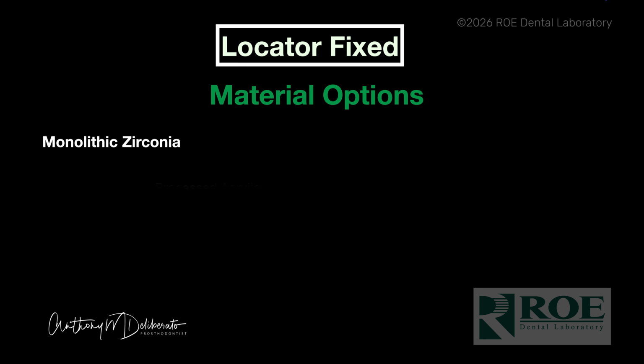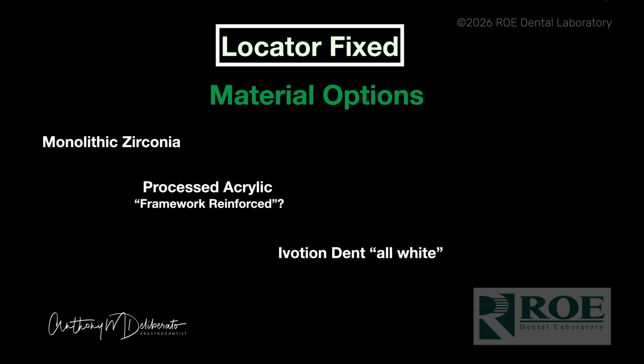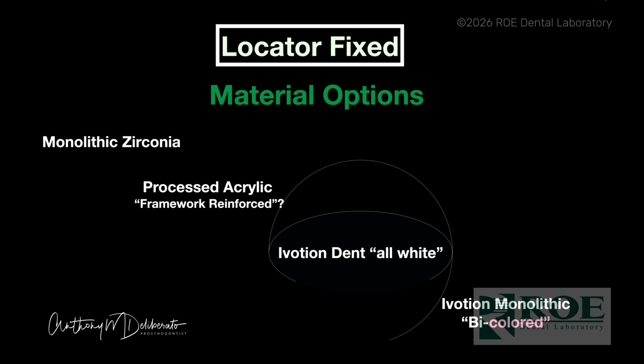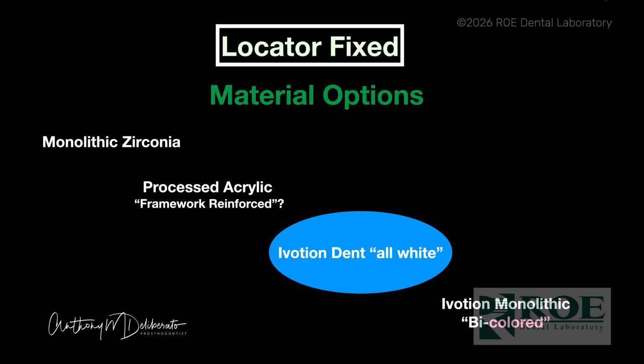Now we have many different options in terms of materials. We can do monolithic zirconia, we can have a processed acrylic prosthesis, and we can reinforce it with a metal framework. In this case, I'm using an Ivodent all-white option. Another option is the Ivotion monolithic bicolor, where the puck has both the pink and white. But I used the all-white in this case because, again, I wanted them to match that shade to the upper IvoBase denture.